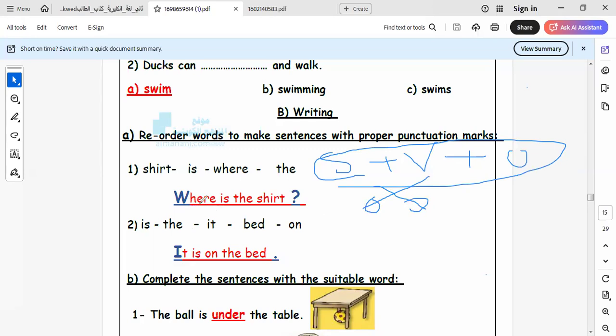Like this sentence: Where is the shirt? It's on the bed. Here is where is the shirt. So here I start with the question keyword, then the verb is, then the subject, the shirt. This is it, on the bed.